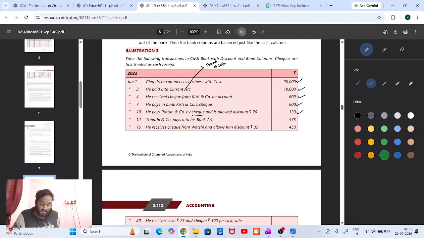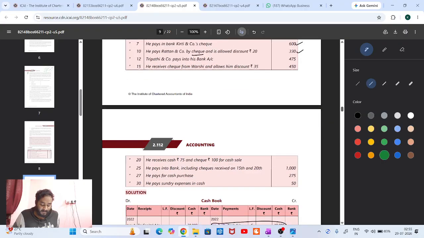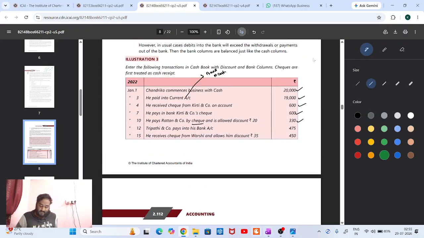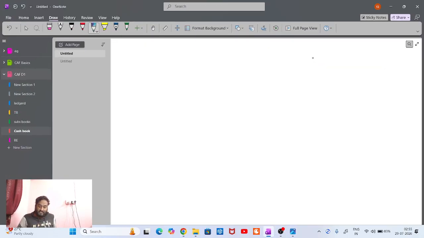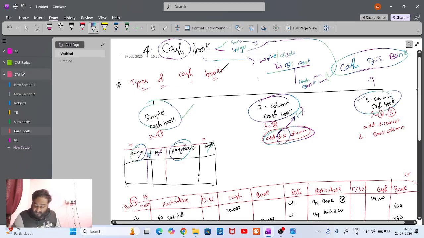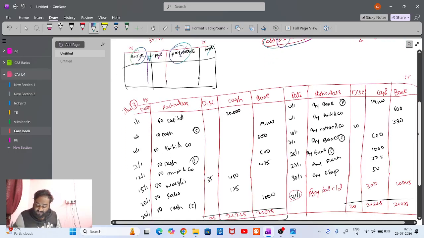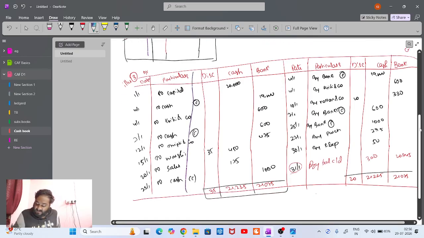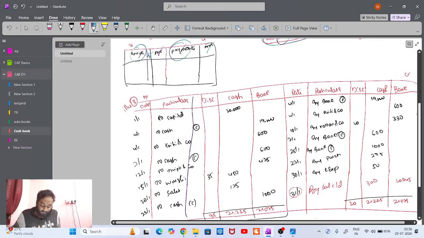It's a question of contra entry. I think this is the question. Illustration number three. I think I have written the illustration number three. Let me just see if I have written in any brief way or I just copy pasted as this. I mean, I wrote this on my own view, but I'll just check if it serves the purpose.